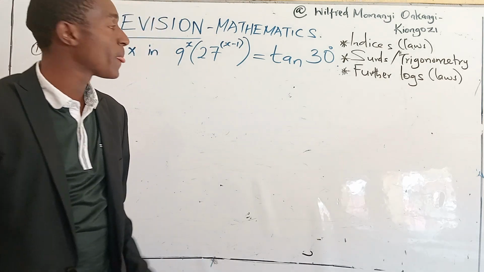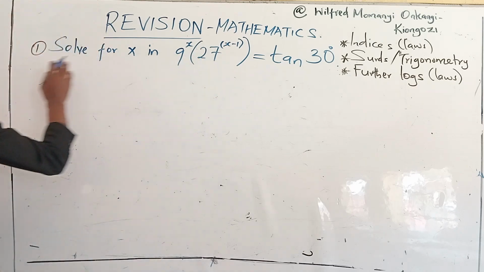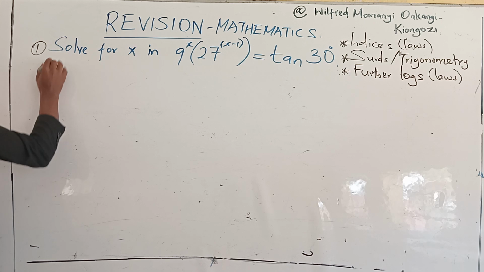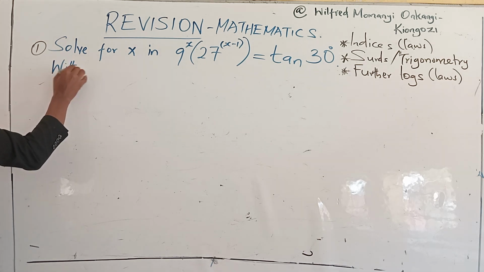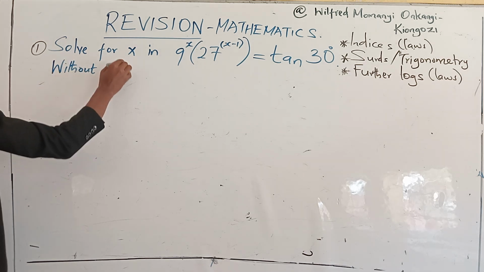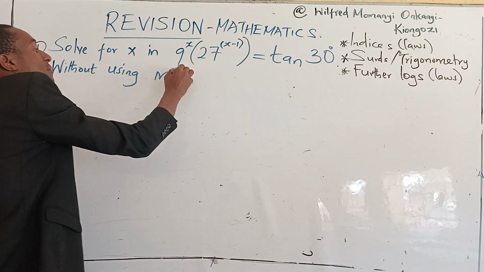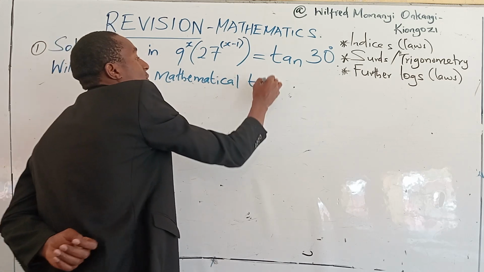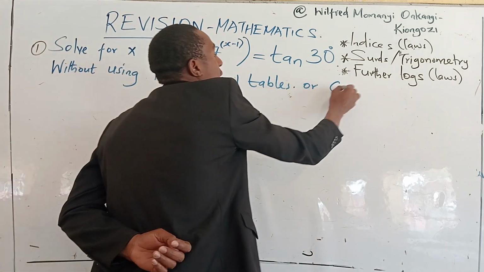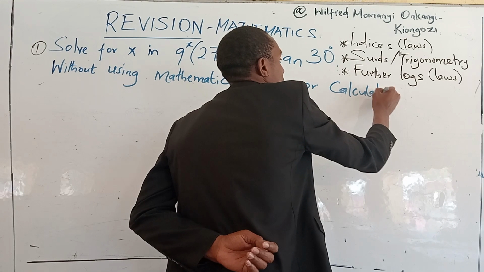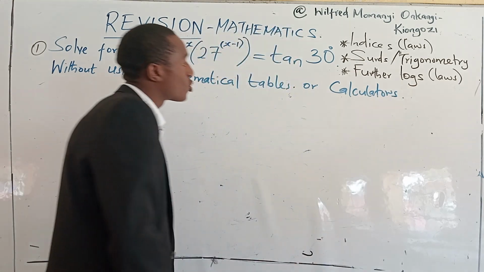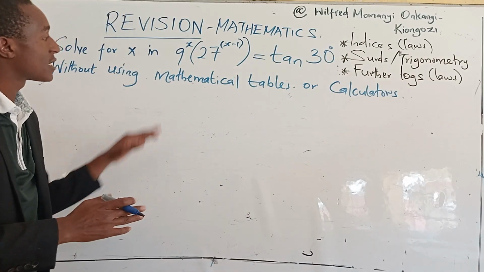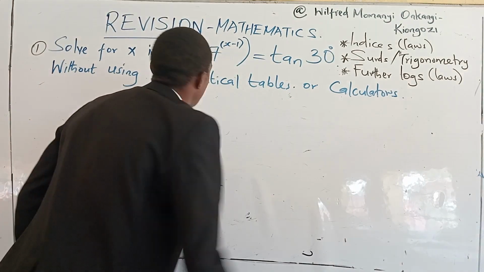So the first thing you do, and of course this question, I think we should have also reminded that it said without using mathematical tables or calculators. That is very crucial to indicate, because we don't want to read this one, we want to use another method that will not be a table or calculator.